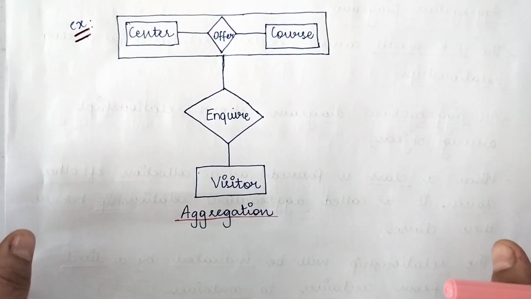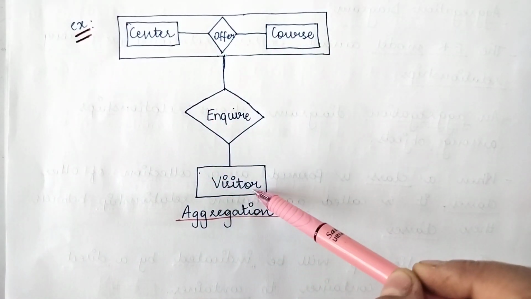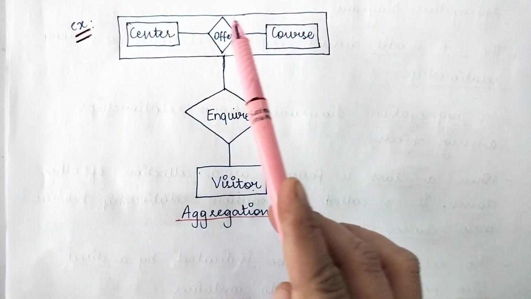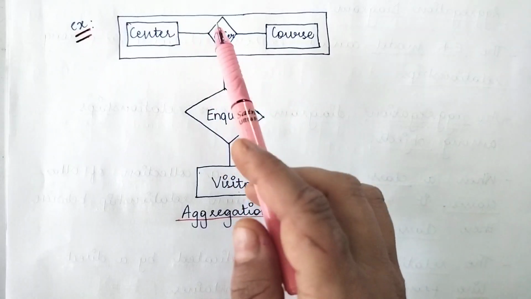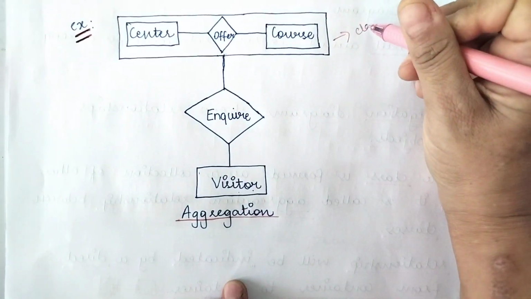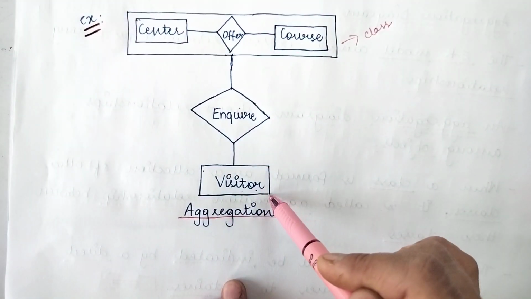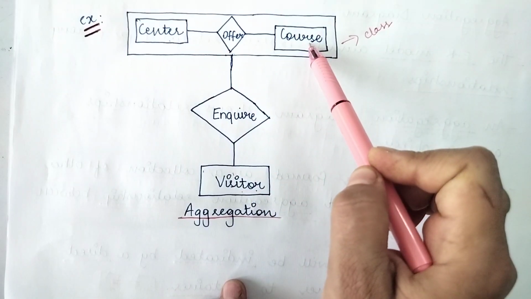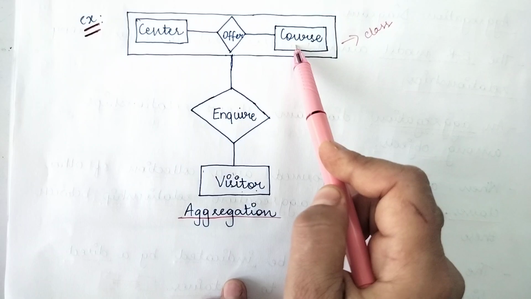Here, for example, you can see the example of an aggregation diagram. There is a center, there is a course, and there is a visitor. Center is a class, course is a class, visitor is a class. You can very well show the relationship between center and course. And now, what is the relationship between the center, course and the visitor? You can depict relationship between center or visitor, you can show relationship between course or visitor, you can show relationship between center and course in an ER diagram.